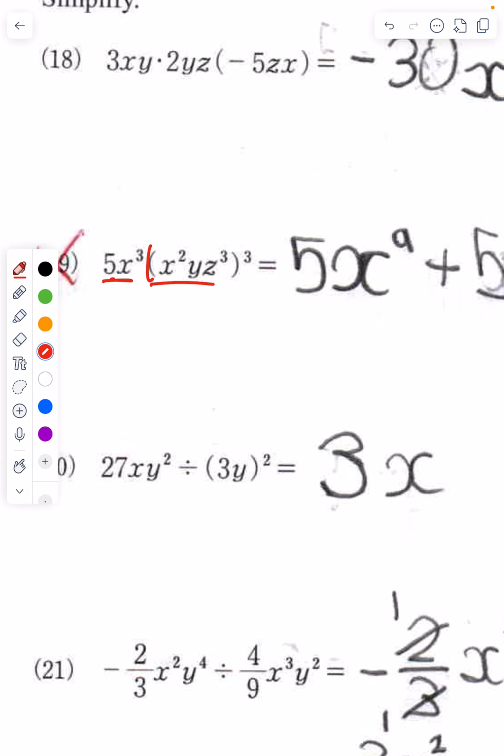Do we calculate this first? Or do we calculate this one first? According to the rule of order of operations, we want to prioritize the exponents, right? In this case, the exponent is the 3 over here. So we have to calculate this one first.